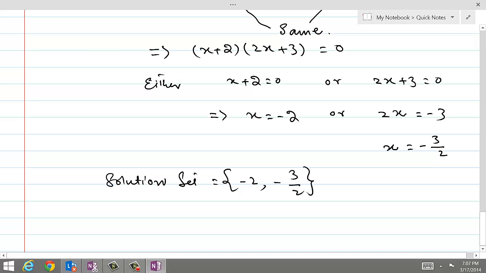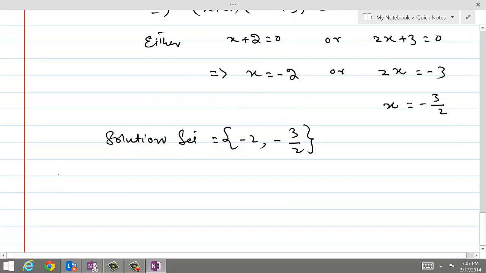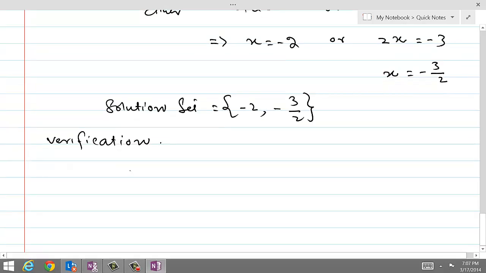We can verify this solution as well. So if we do the verification, what was the given equation? The given equation was 2x square plus 7x plus 6. This was the left hand side. Left hand side is equal to this, and this must be equal to 0 for both of these values.